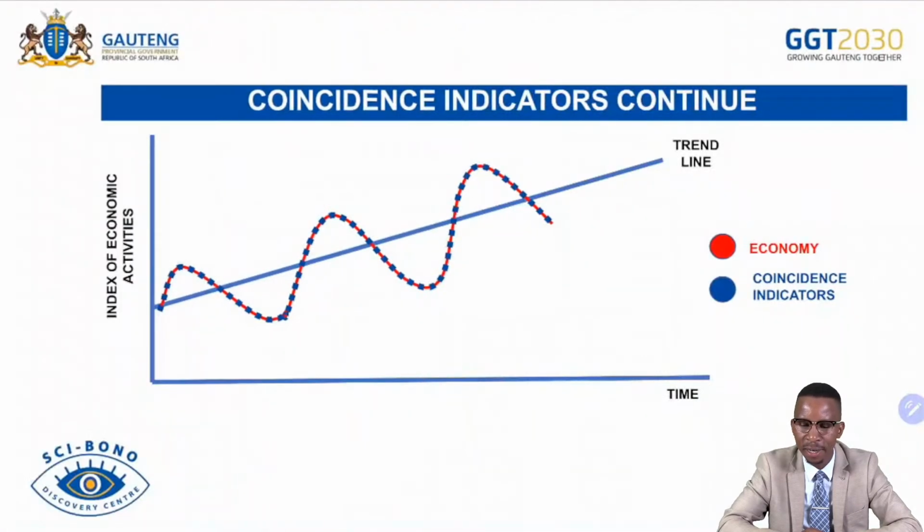And then let's look here. We have the economy in red, and also we have our indicators. So in this case, they simply come at the same time. So these are our coincident indicators.